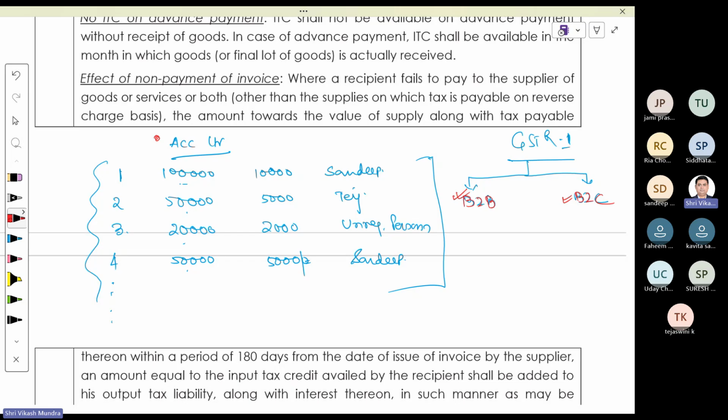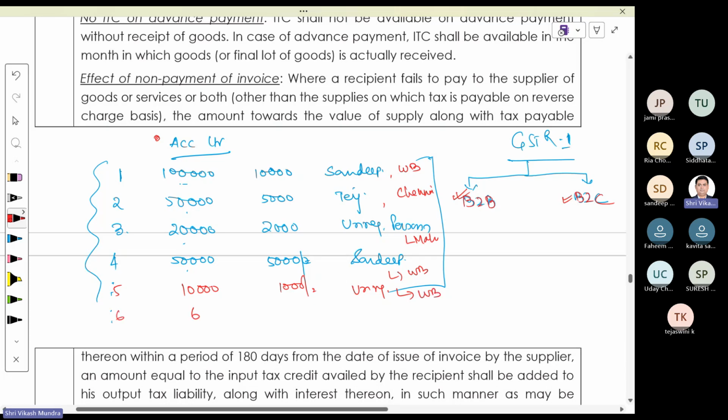A few more pieces of information I am putting. Mr. Sandeep is located in West Bengal. Tejaswini is located in Chennai, that is Tamil Nadu. The unregistered person is located in Maharashtra. Few more transactions are there. Number 5, 10,000, with 1,000 tax, to an unregistered person located in, say, West Bengal. Number 6, 6,000, tax amount is 600, unregistered person located again in West Bengal.